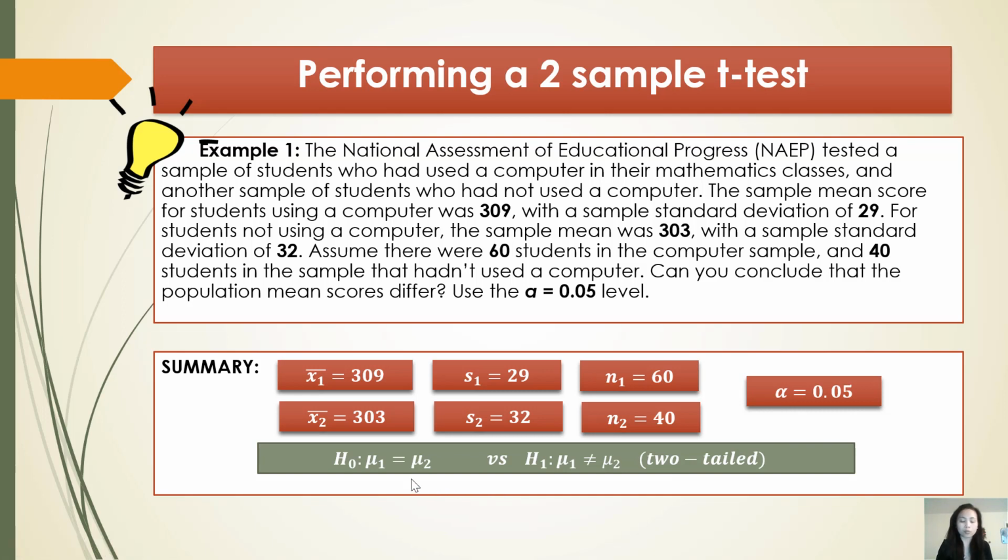To run the test, no matter whether you use the p-value method or the critical value method, we have to define the null and the alternate hypothesis first. So the null says that the two population means are equal, and the alternate hypothesis says that the population means are not equal, they differ. So H0 is mu1 equals mu2, and H1 is mu1 is not equal to mu2. Here we assume sample 1 is the sample of students who used a computer, and sample 2 is the sample of students who didn't use a computer. And this is two-tailed.